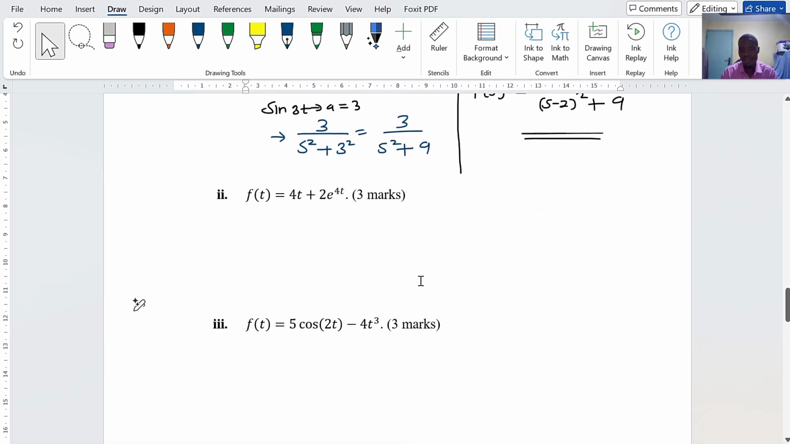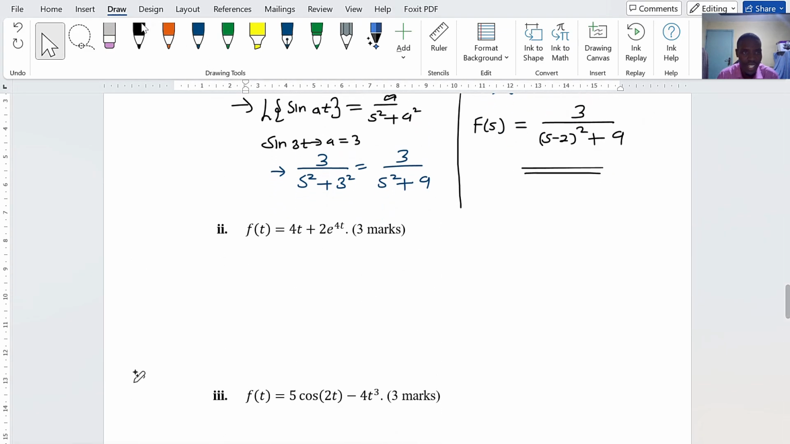It becomes very simple if you master it. Now let's go. Now we want 4t. And now we want a Laplace transform of 4t. Now first 4 comes out, so Laplace transform of t.